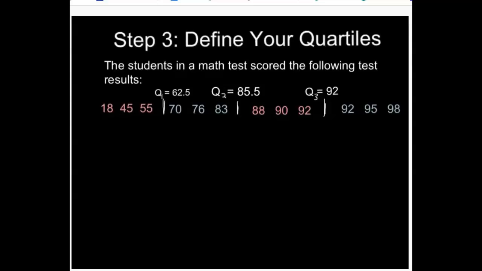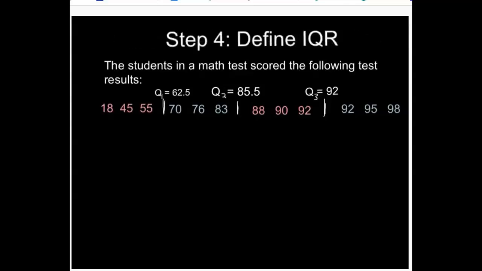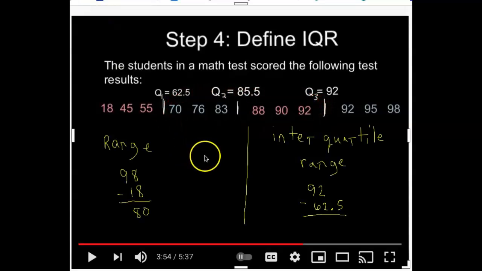Once you know your quartiles, the next step is going to be to find your interquartile range. To do that, you are quite simply going to take your Q3 number and subtract your Q1 number to get the range of your middle 50% of the data. Okay, to review, the range of the entire set of data is the very largest point in the data minus the very lowest point with the least amount of value. And we found out earlier in the video that that is 98 minus 18 is 80.